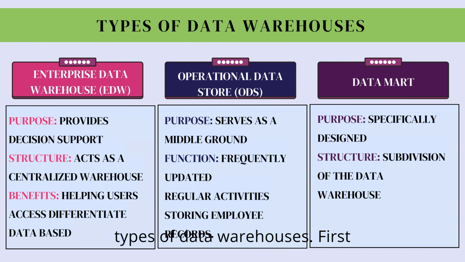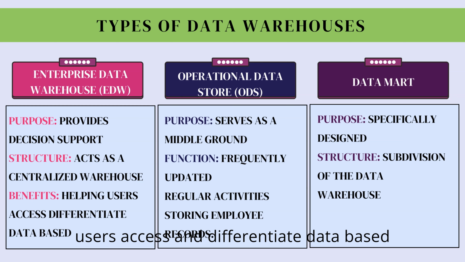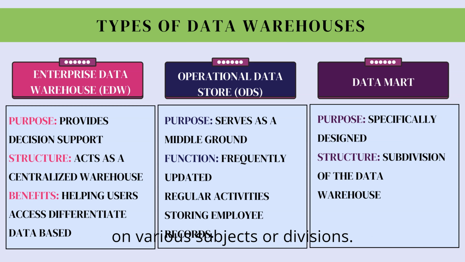Now let's focus on types of data warehouses. First is the enterprise data warehouse. Its purpose is to provide decision support across the entire organization. Talking about structure, it acts as a centralized warehouse. Its benefit is that it offers a uniform and organized way to represent data, helping users access and differentiate data based on various subjects or divisions.